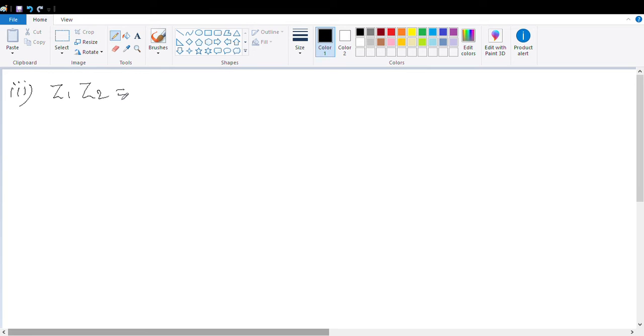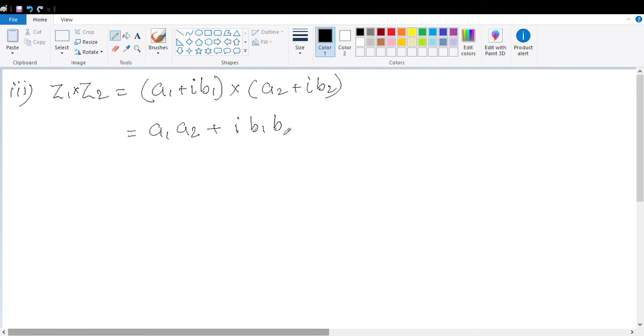z1 multiply z2. What will it be? a1 plus ib1 multiply a2 plus ib2. So just like we multiply two brackets, you simply multiply these two numbers also. So a1 multiply a2 plus i times b1 multiply a2, plus i times a1 multiply b2 plus i times b1 multiply i times b2.